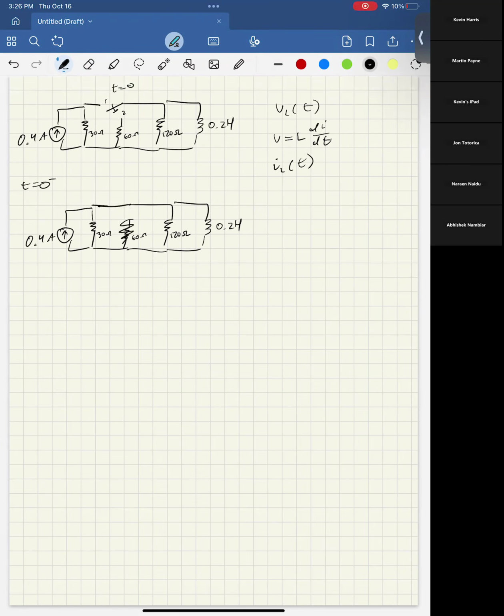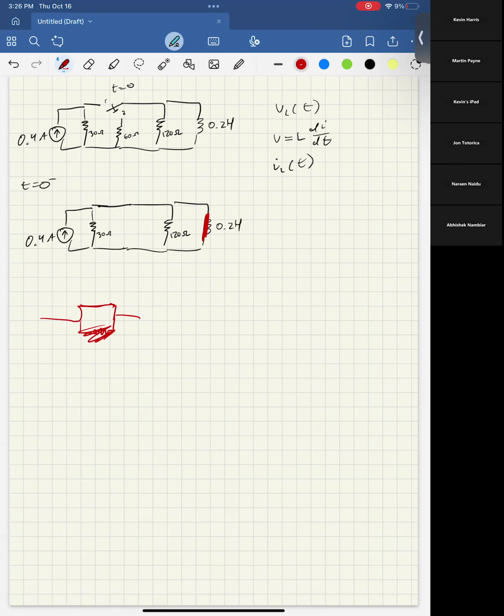So this is disconnected, and the circuit looks like this. What will be the current flowing through that inductor at time before the switch closes? Well, if we remember, an inductor at steady state is just a wire, right? So we can think of this as a wire. If we have a wire in parallel with the resistor, the resistor effectively gets shorted, it doesn't matter.